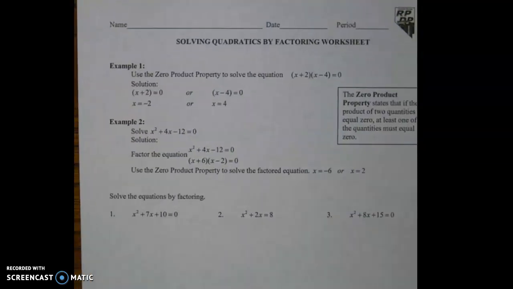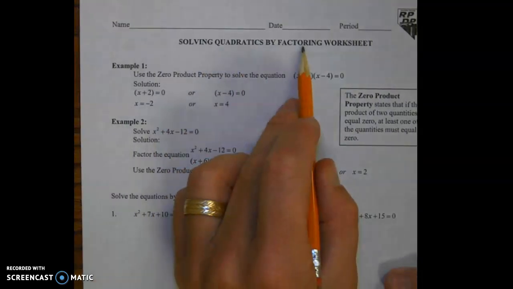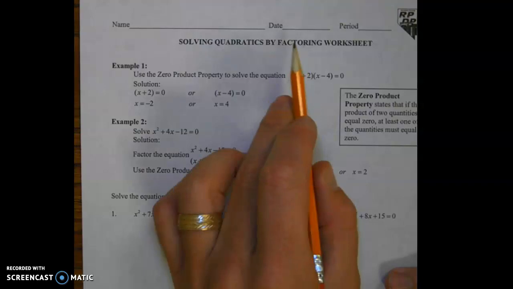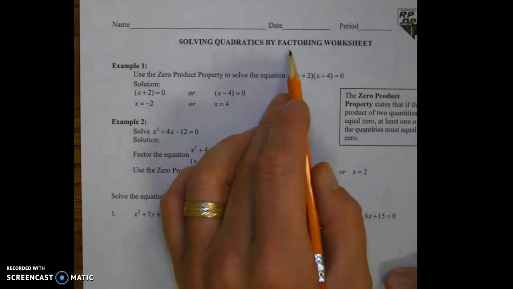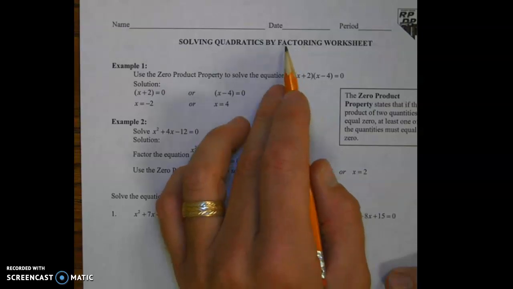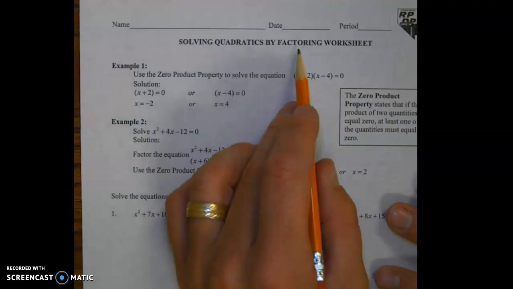Alright, today's lesson is solving quadratics by factoring. So far we have solved a quadratic in vertex form. We have solved a quadratic using the quadratic formula. And now we're going to solve by factoring.